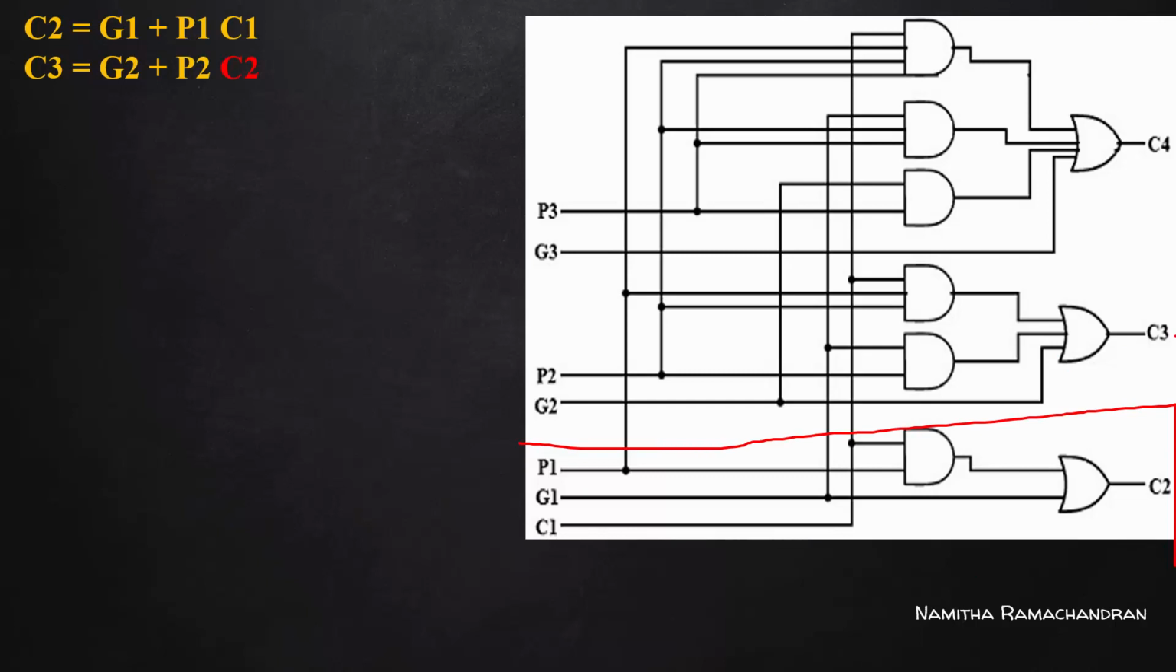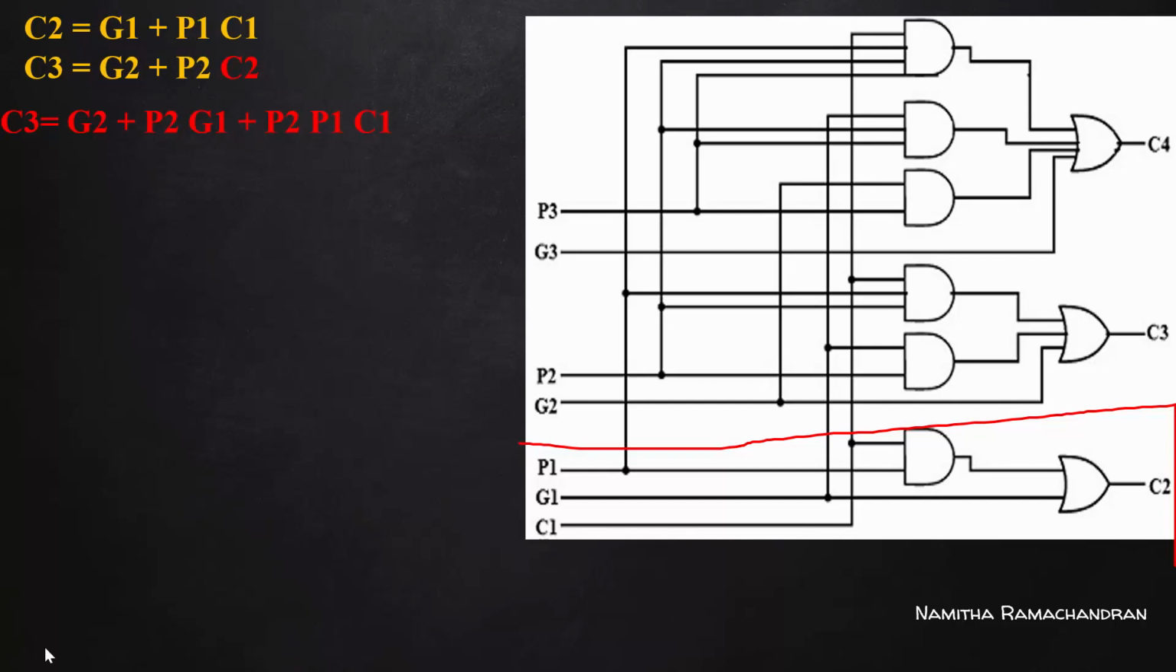And next is the expression for C3. We can convert this into this form by substituting the expansion for C2. Now C3 is completely based on instant inputs and depends only on the instant input carry C1. So the expression is G2 or P2 G1 or P2 P1 C1.